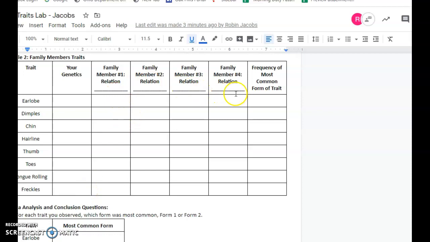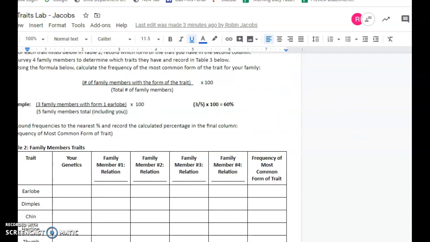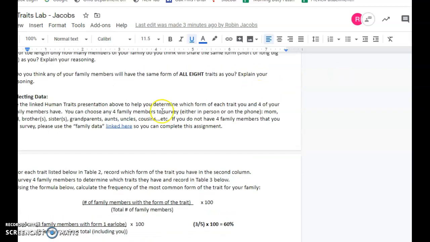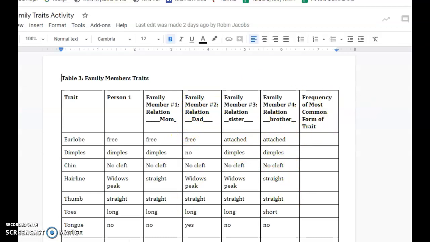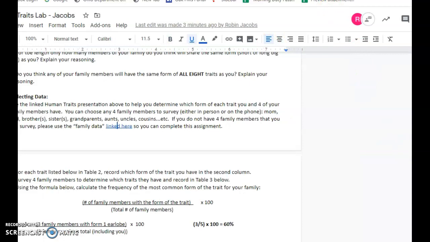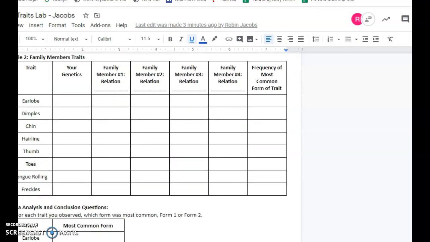The idea then is to find 4 other family members and do the same thing for them. But some of you may not have 4 members of your family, and really you shouldn't be going around meeting more people. So if you need to do that, I have linked some family data right here that you can click, and you can collect some of these people for your fake data if you need to. So there's no excuse not to have data, and you should definitely have your own information easy enough.